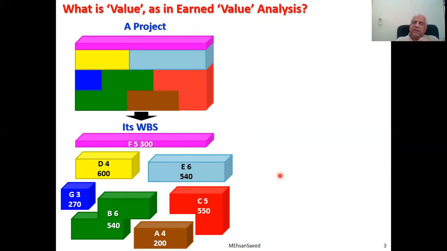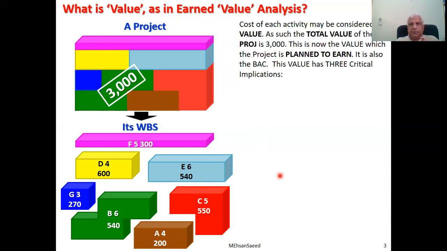As you can see, every activity has an alphabet that is its name. The alphabet is followed by a figure, which is the activity duration. And the next set of figures indicates the cost estimates of the activity, including contingency reserves. If we now roll up these costs, we get a figure of 3,000. What is this 3,000? That is key to the understanding of this subject of earned value analysis.